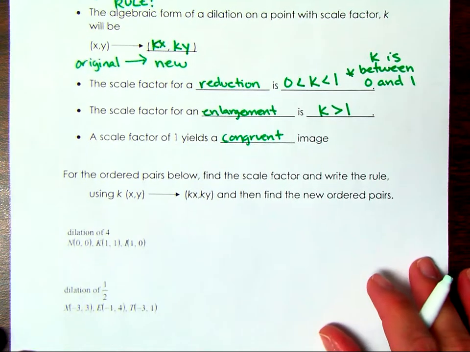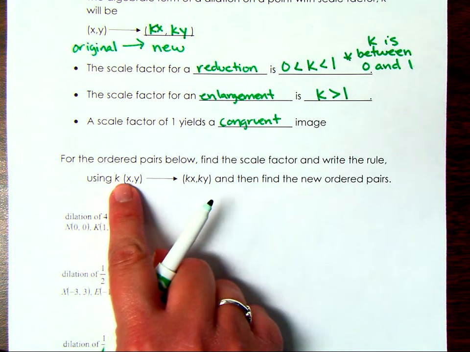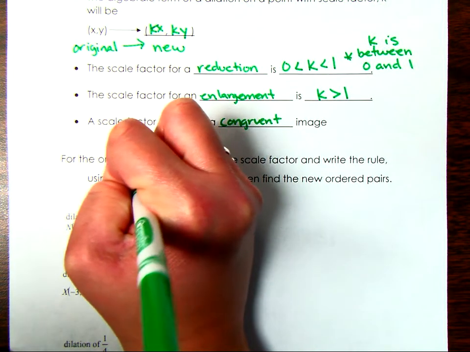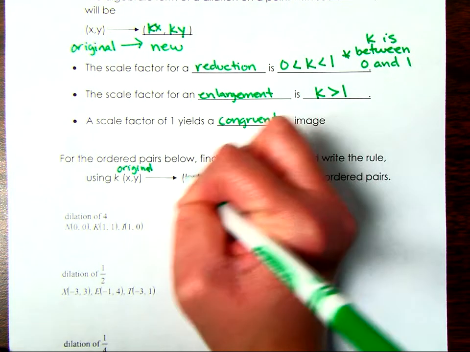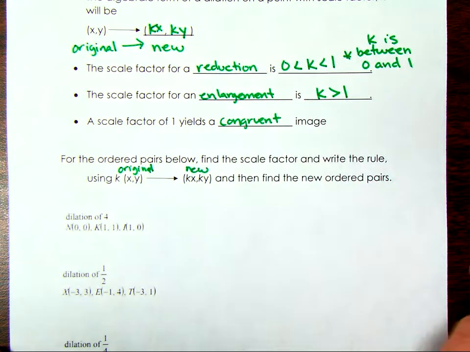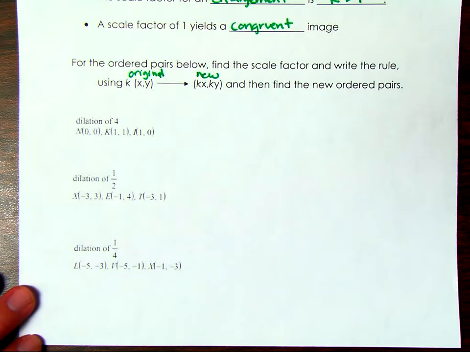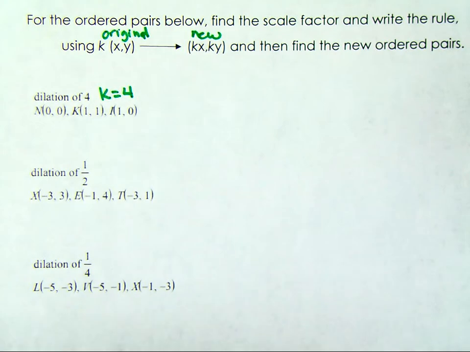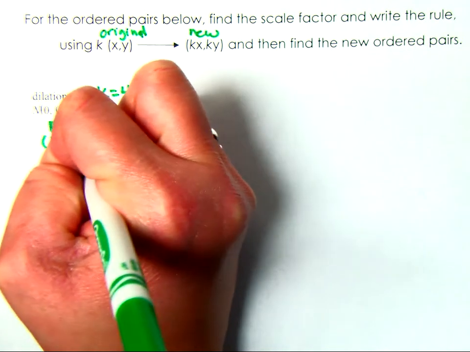So let's keep looking at this. For the four ordered pairs below, we're going to find the scale factor and write the rule using K. Then we're going to find the new ordered pairs. Remember, just XY is the original. If I say KX, KY, this is using my rule to get to the new ordered pairs. I'll show you what that looks like. If they say I have a dilation of 4, that means that K is equal to 4. So the rule is KX, KY.